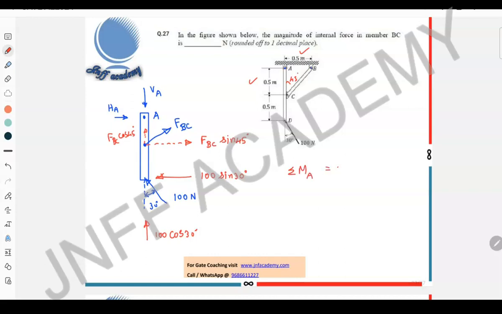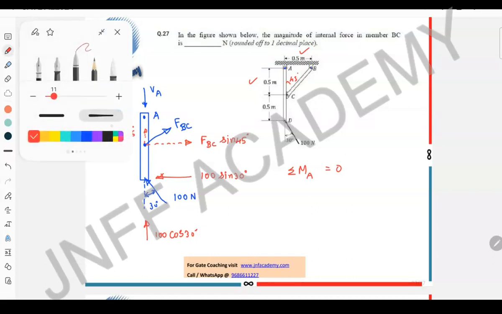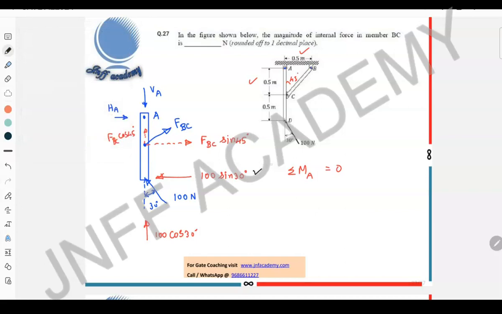Now I am going to take moment about A. Since it is a hinged joint, the moment will be 0. Now we have to take moment about this point A. So what forces will we take? This we have to consider, and this we have to consider. This no need to consider because it is acting on the line. Similarly, the point which I am considering has these two reactions, so there won't be any perpendicular distance, so no need to consider. Now let us take the moment about A by taking these two forces.